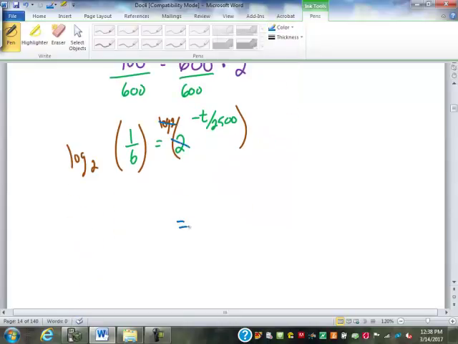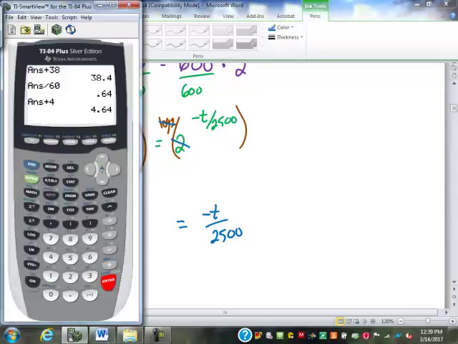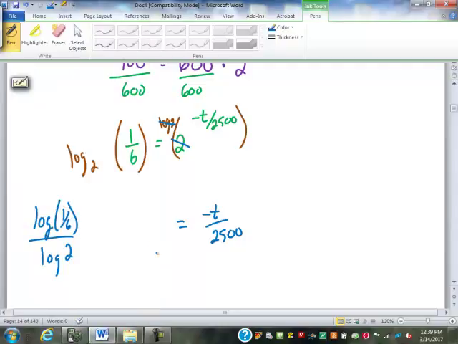First of all, that cancels out over there. That's just negative t over 2,500. We do a change of base calculation here, which means the log base 2 of 1/6 is the log of 1/6 divided by the log of 2. So on my calculator, log 1 divided by 6, close parentheses, divided by log of 2, negative 2.585.